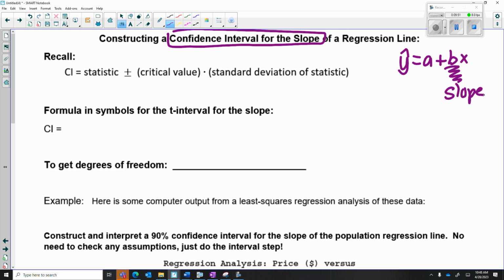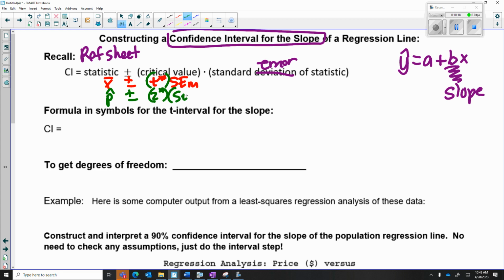So remember, the formula for any confidence interval on the reference sheet is statistic plus or minus critical value times standard error of the statistic. So remember, for x bar, it would be x bar plus or minus t star times the standard error of x bar. And then for p hat, it was p hat plus or minus z star for my critical value times the standard error of p hat. So think about, what do you think it's going to be for slope?